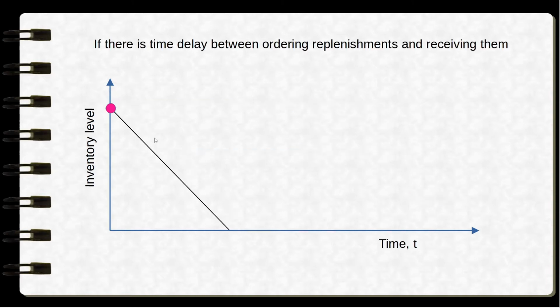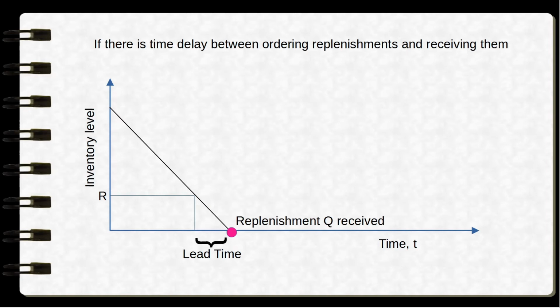Now let's see what is the behavior of the inventory system when there is a lead time. That is the time between when we place the order for replenishments and when the replenishment is received. Here, the inventory level drops and at point R, we trigger the order. That is, we place the order for fresh replenishments. Further, by the time the replenishments arrive, the inventory level has dropped and the replenishments are received. So there is no slackness, no negative demand, and no backlogs.